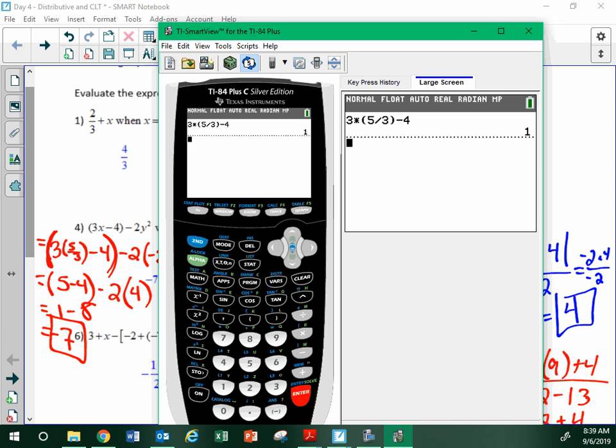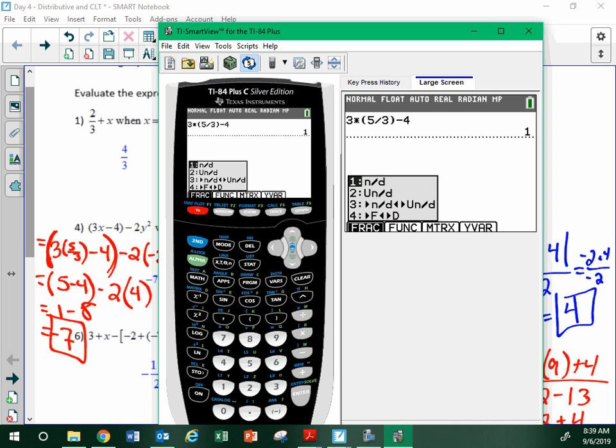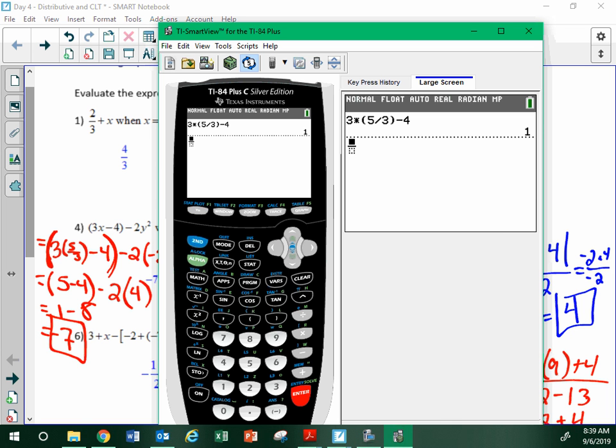Or, does anyone remember how we get the fancy fraction that's upright? Alpha y equals. Who said this? You? Ben, right? Very good. Alpha y equals, that gives you the nice vertical fraction. So you can type in the 5/3 there.